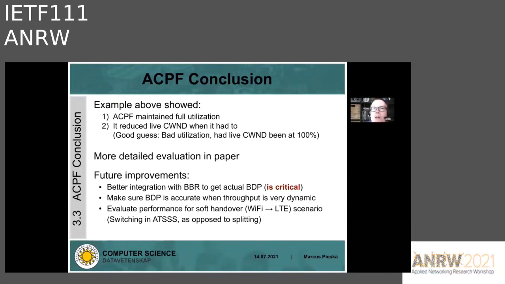Future work will include a better integration with the BBR tunnel, whereby the BDP can be learned from the BBR state as opposed to just inferred. This is actually critical, as this scheduler will misbehave if it uses a bad estimation of the BDP, and in particular, it splits flows needlessly if the BDP is underestimated. We are also evaluating this in a switching scenario as opposed to the splitting scenario illustrated here.